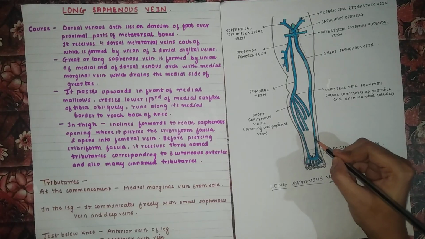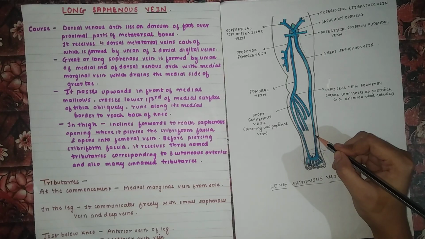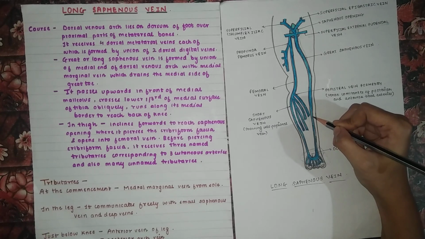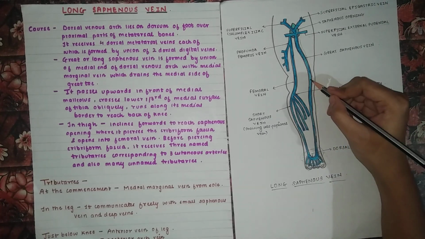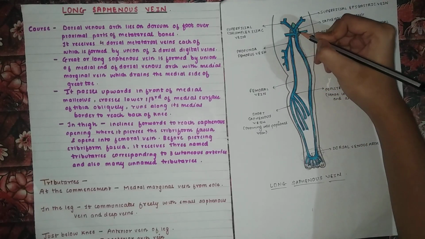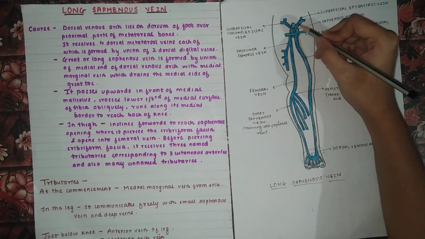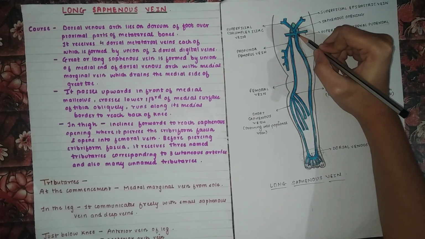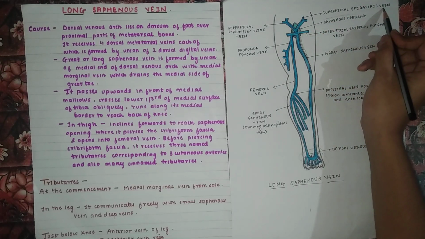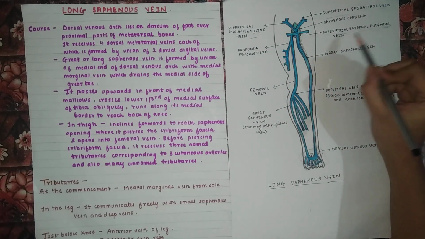It passes upwards in front of the medial malleolus and crosses lower 1/3 of medial surface of the tibia obliquely, runs along its medial border to reach the back of knee. Now in the thigh it inclines forward to reach the saphenous opening where it pierces the cribriform fascia and opens into the femoral vein. Before piercing the cribriform fascia it receives three veins: superficial epigastric vein, superficial circumflex iliac vein and superficial external pudendal vein.